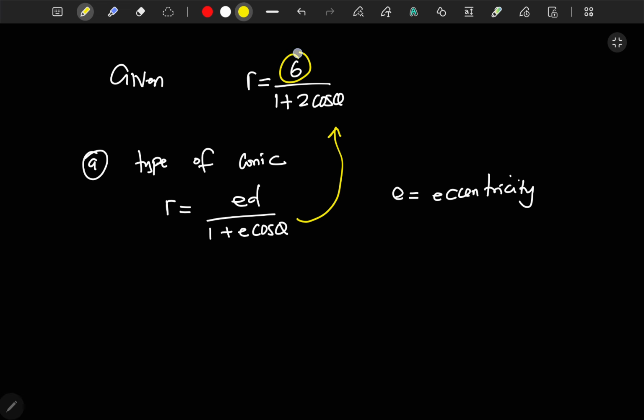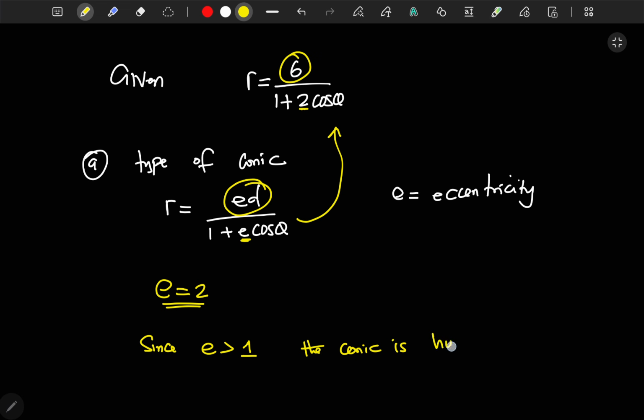Let's compare. 6 is equal to ed, that's what it means. But look at what is here: the 2 is equal to the e there, so our e is 2. Our eccentricity is 2. Now look, e is bigger than 1. Since e is bigger than 1, the conic is a hyperbola. When the eccentricity is greater than 1, you get a hyperbola.